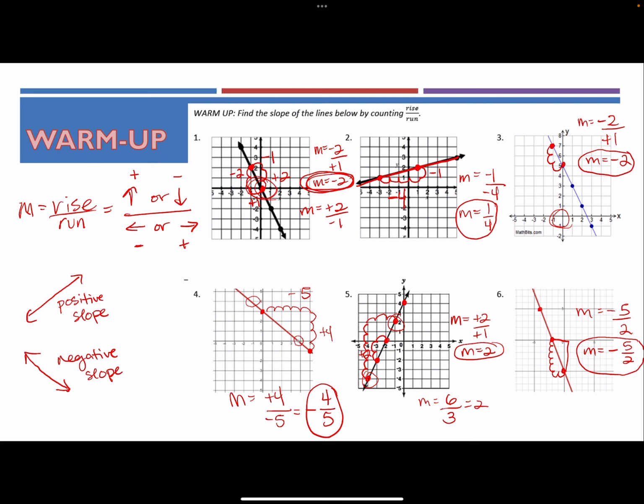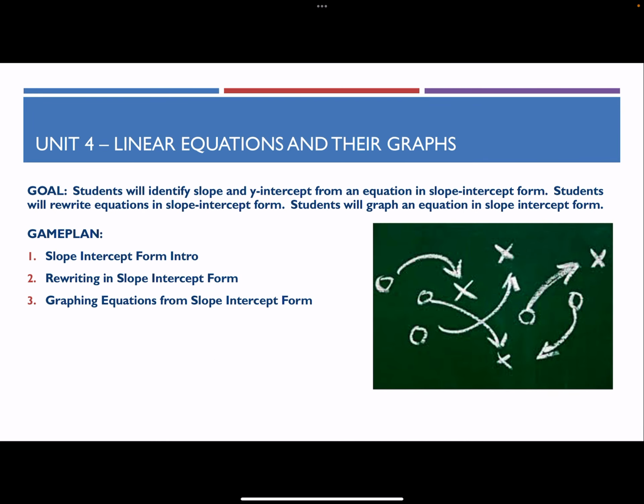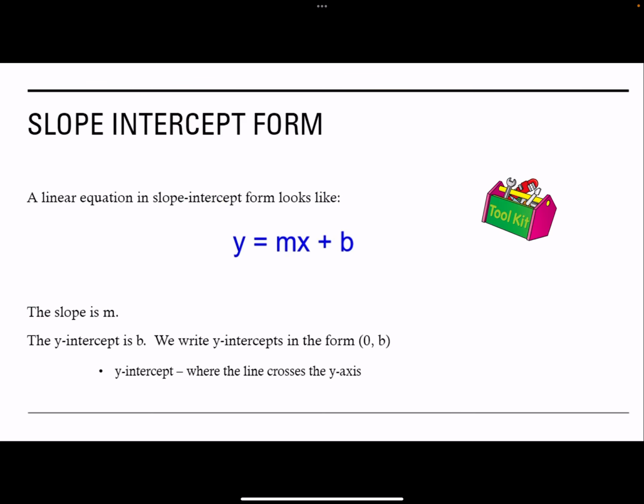All right. So that was a nice little warm-up. We are going to introduce slope-intercept form. We're going to write equations in slope-intercept form, and then ultimately we're going to graph. So get out your toolkit, copy down these definitions. So slope-intercept form looks like this: y equals mx plus b. The slope is m, and the y-intercept is b. So this m is the slope, and we're going to get the y-intercept from this b.